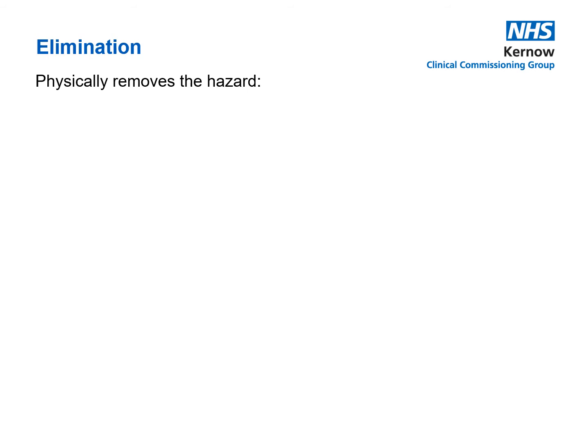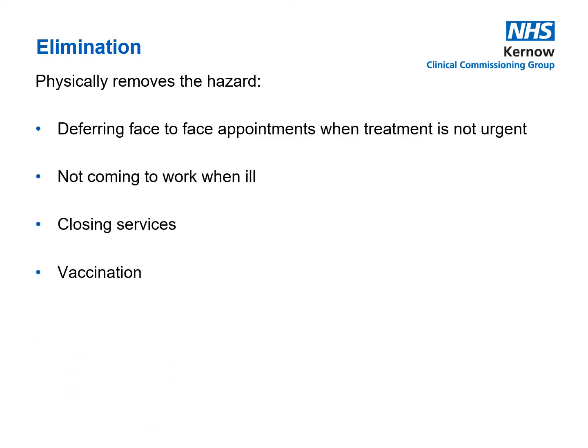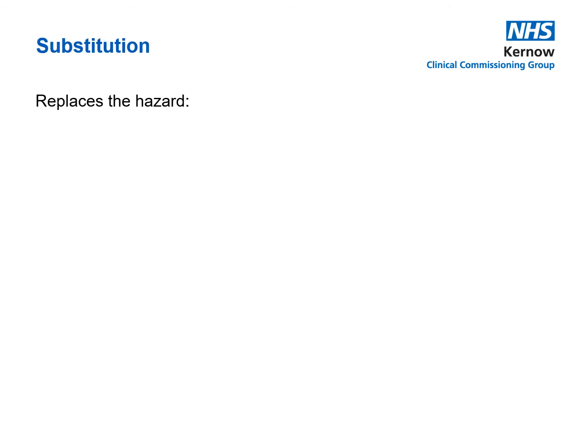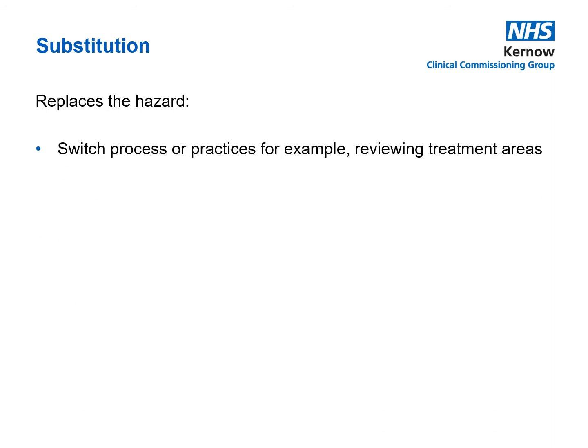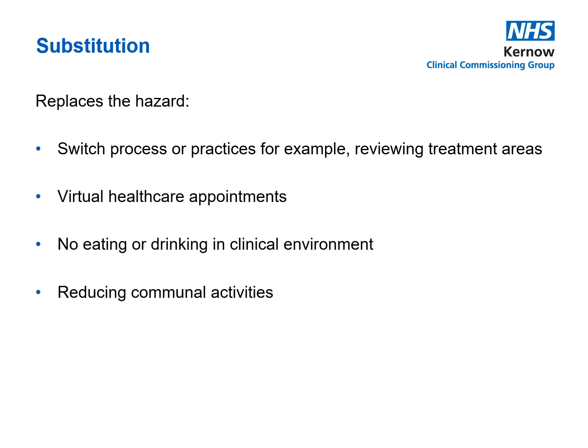Examples of elimination, physically removing the hazard, are deferring face-to-face appointments when treatment is not urgent, not coming into work when ill, closing services, and vaccination. Examples of substitution control measures which replace the hazard are switching processes or practices, for example, reviewing treatment areas, virtual healthcare appointments, not eating or drinking in the clinical environment, and reducing communal activities.